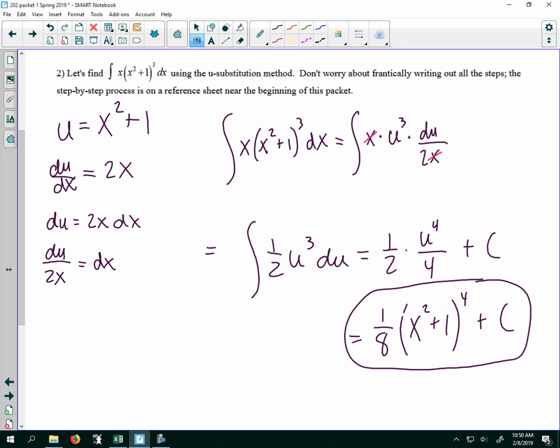So just to summarize, the steps were: choose a u, strategically choose a u. It's often the inside of a function, the inside of a composition, and its derivative may be off by a coefficient, but its derivative also shows up in the integrand. So we chose x squared plus 1. Then you calculate du dx and solve for dx. Then you go back to your integral and you start substituting in u's and du's.